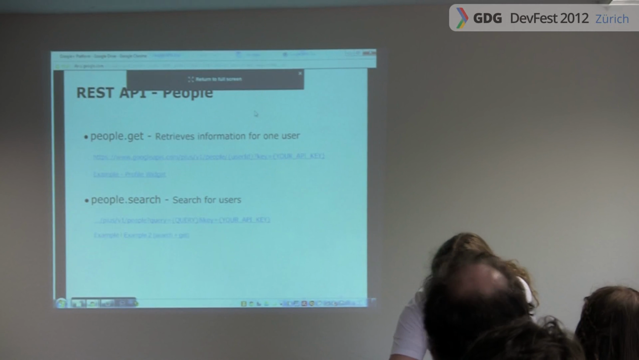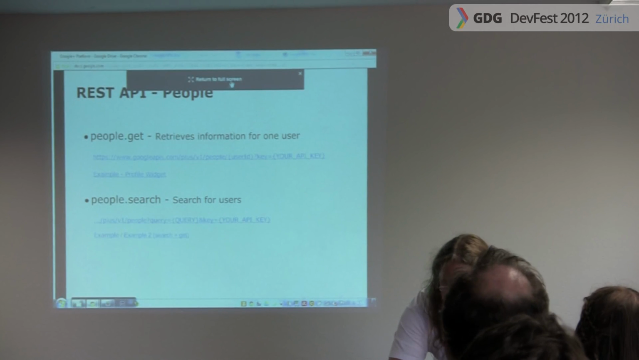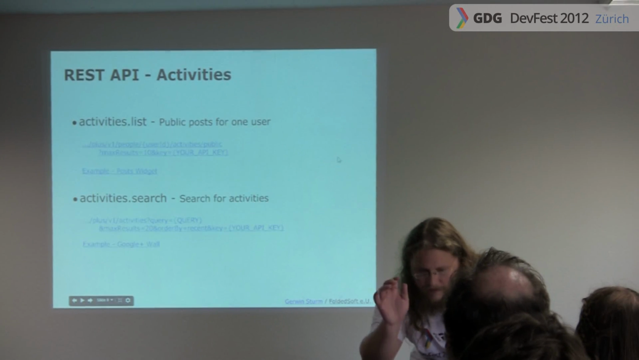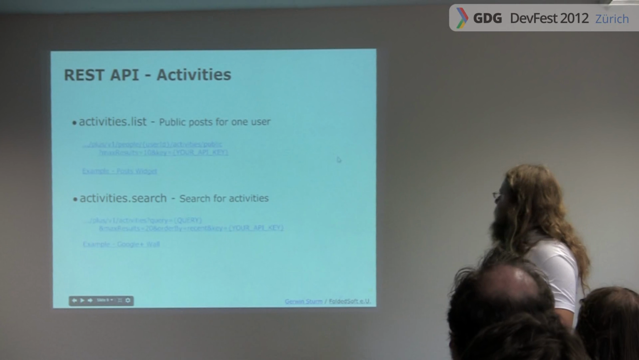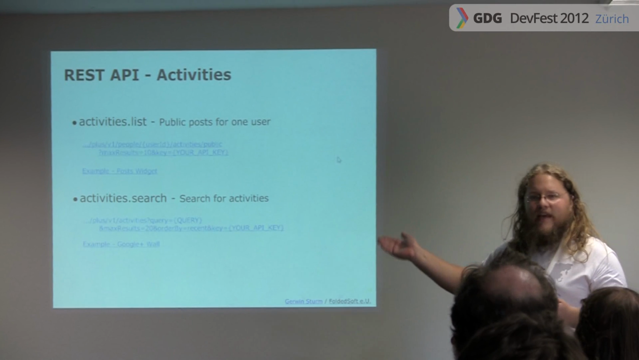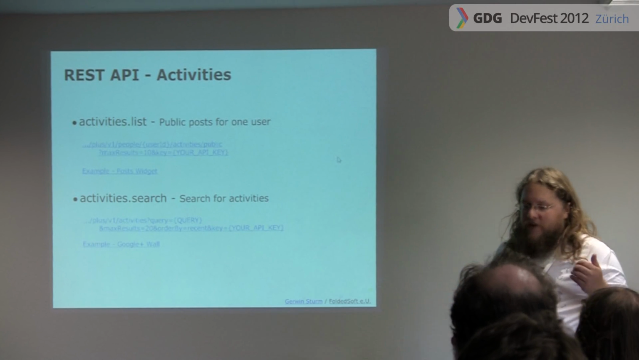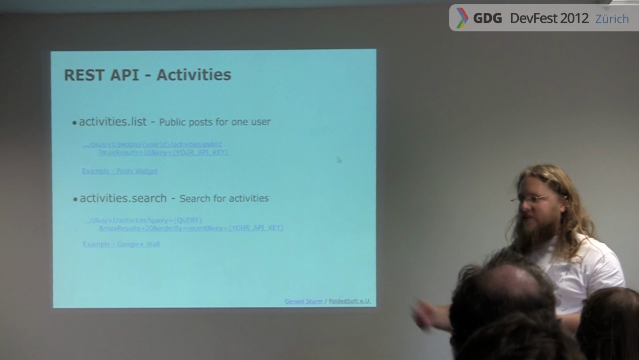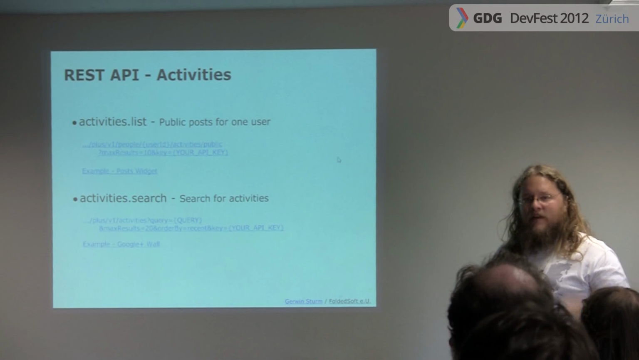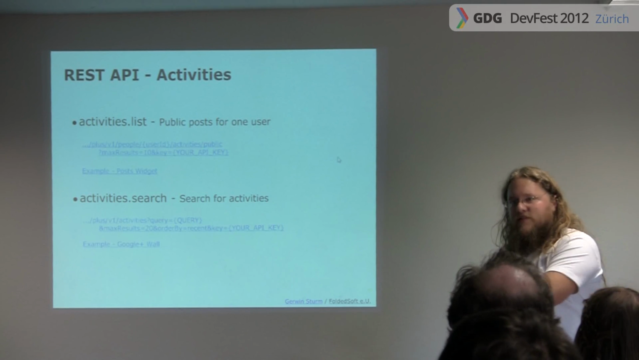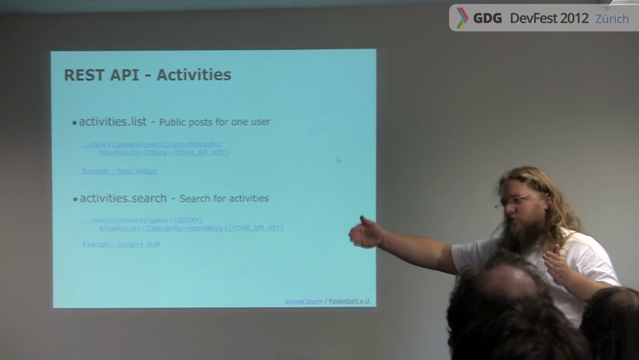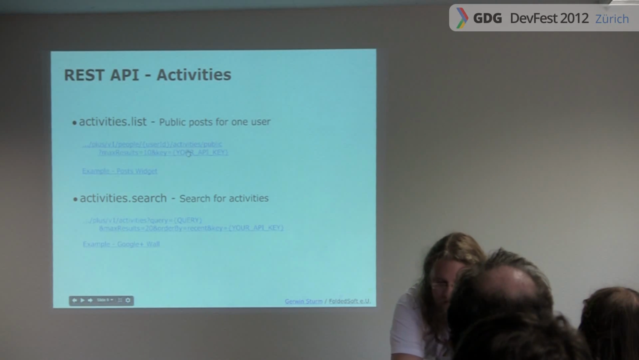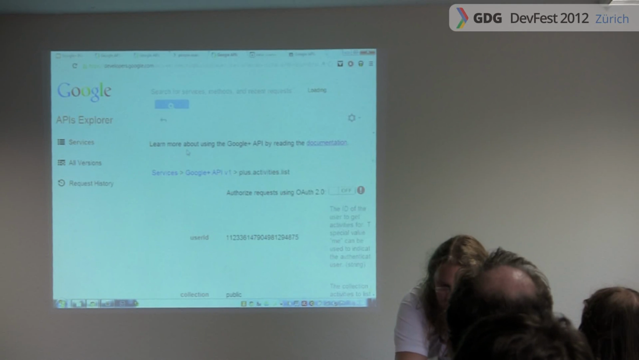The more interesting part is probably the activities. What you can do with activities is either search for activities, again with a keyword, or list activities for one user. So you decide, I want to see all the activities by GDG Zürich, for example, and you get a pageable list, and you can actually use this to go back to the very first post in the API. Let's see how a result looks.